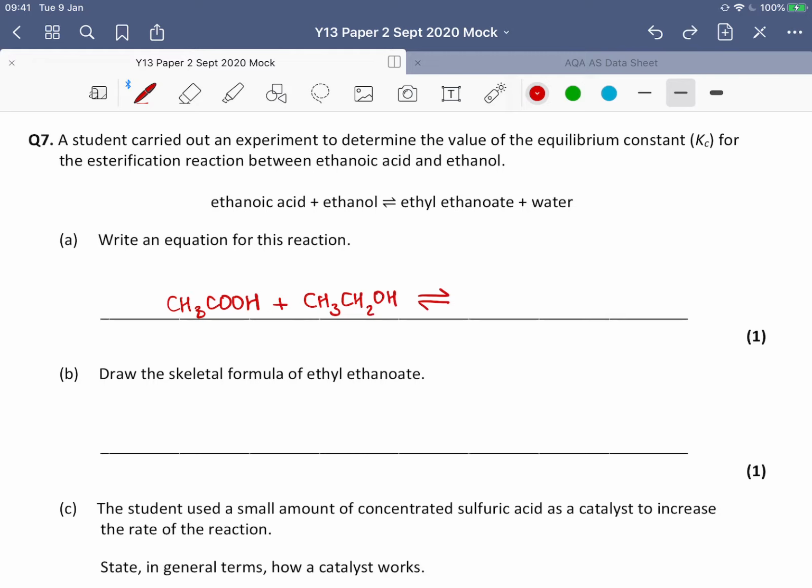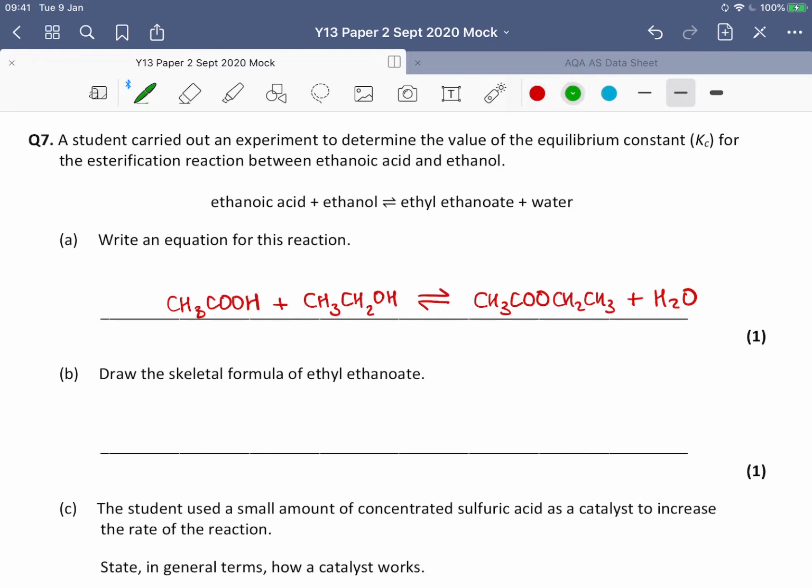So it's an ester and it's an ethanoate, so it's going to be CH3COO. So there's the ester group, COO, and the ethanoate part is the CH3C, because this carbon here is the carbonyl carbon, and then we've got CH2, CH3 plus H2O.